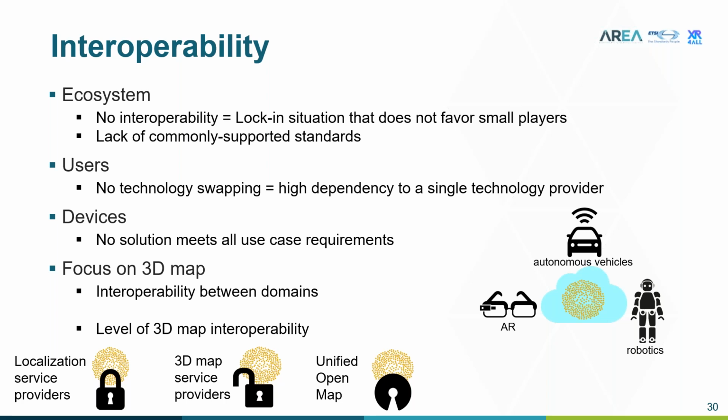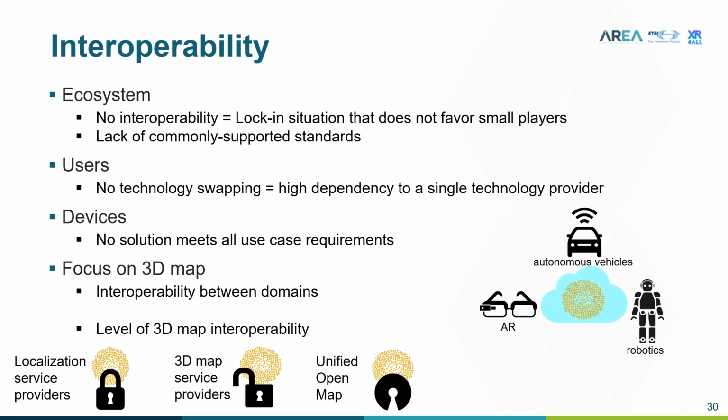If we focus on 3D maps, what is interesting is that AR is not the only domain that is creating maps. Robotics also, autonomous vehicles also. So can we imagine having some kind of interoperability between different domains? That could be great. Typically, the maps that are built with autonomous vehicles could be used by AR systems when we are navigating outdoor.